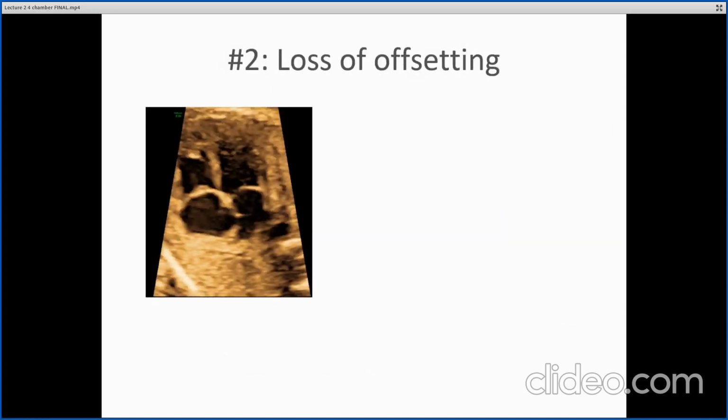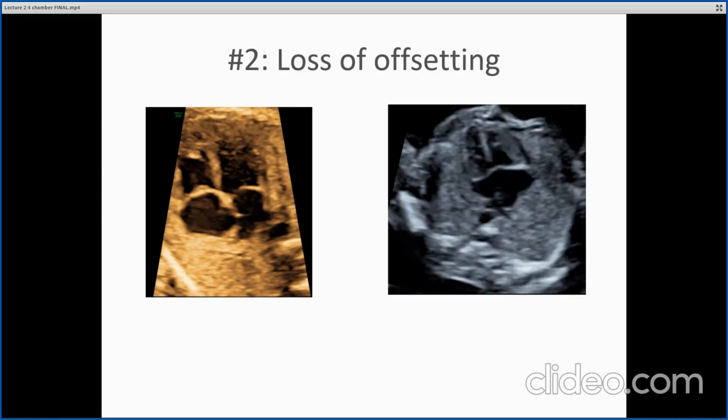The second feature is the loss of offsetting. So this is an example of a normal heart, and this is an example of AV septal defect. And we use a systolic frame to evaluate the offsetting. In the normal heart, we see that there is a differential insertion of the AV valve leaflets. The tricuspid leaflet will have a lower insertion, and the mitral leaflet will have a higher insertion. In AV septal defect, there is no such offsetting. Both the leaflets will be at the same level. As illustrated, it's a straight line insertion.